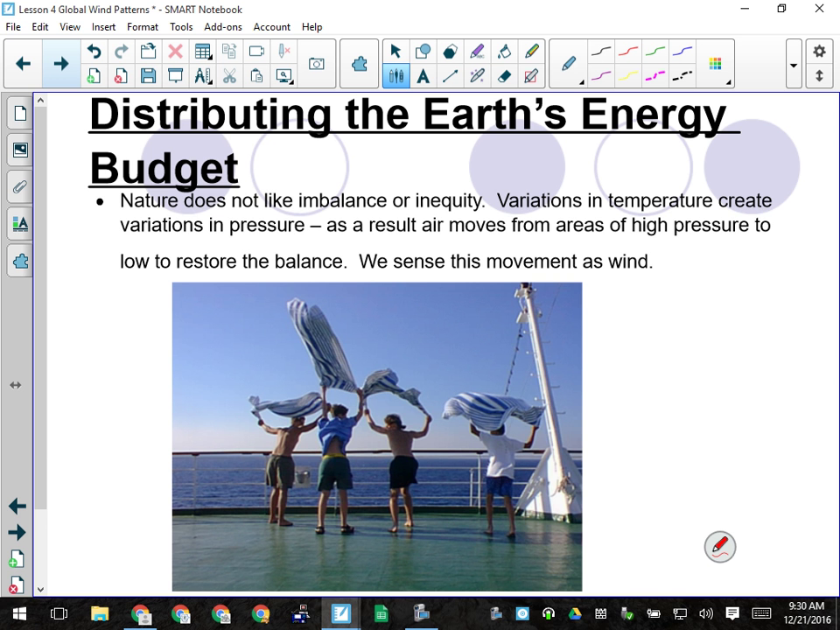Now, nature doesn't like imbalance or inequity. If there's a change in pressure, the Earth's atmosphere will move in order to balance it. If there's a change in temperature, the second law of thermodynamics says the atmosphere has to move in order to transfer the energy from hot to cold. This is the dynamics of that system, making the atmosphere flow, because it's a fluid, to balance these changes in pressure and temperature.